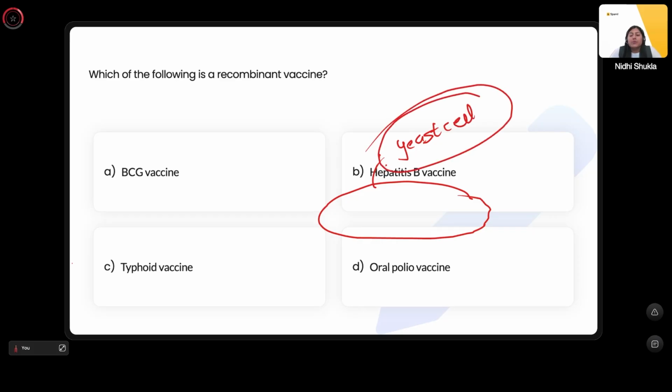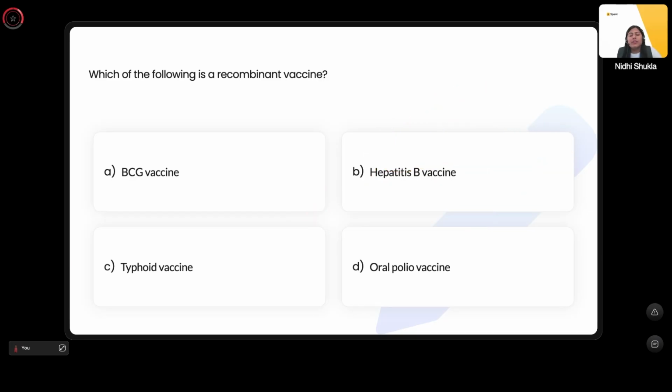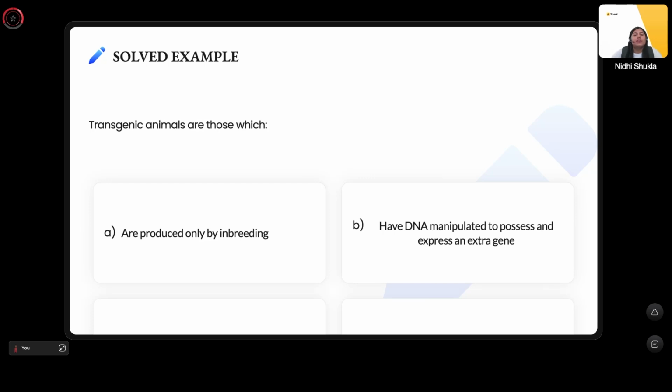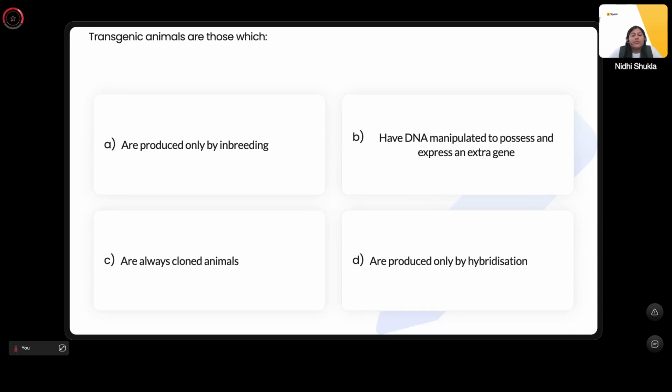So the host cell for hepatitis B vaccine is yeast cell, and hepatitis B vaccine is a vaccine which is produced by using the technology of recombinant DNA. So hepatitis B vaccine is a recombinant vaccine produced by using yeast cell as host organism. Now, let us look at the next question.